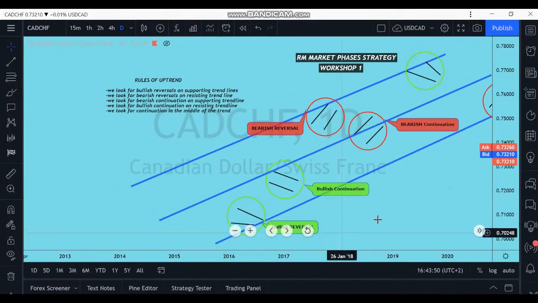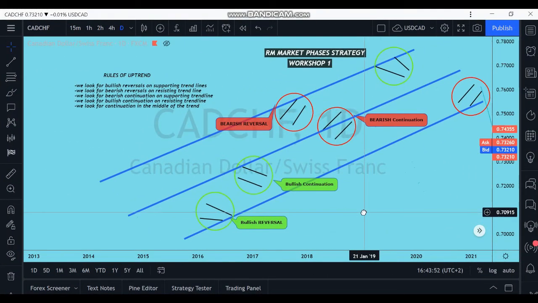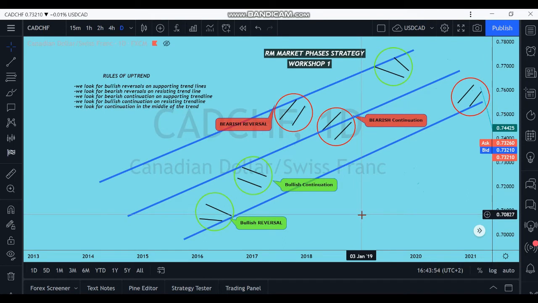So I'm going to give you only info about the strategy, not the full complete strategy. Like I said, it's strategy one as you've been waiting for it. Then my RM-THUCK'S market phase strategy workshop one. Workshop one, this is workshop 10, guys. Have to have 10 videos.